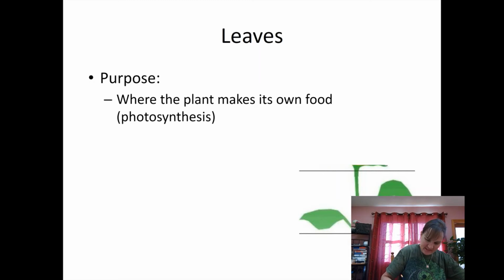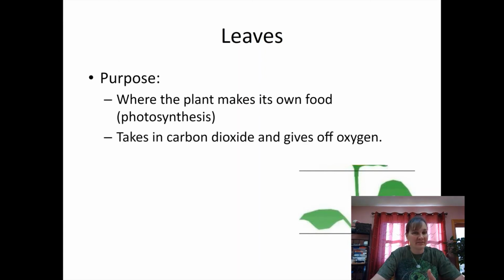So, the process is called photosynthesis. And we will have another lesson that talks about the meaning of photosynthesis. Okay. And during photosynthesis, and that's a hard word to say, the plant takes in carbon dioxide and gives off oxygen.